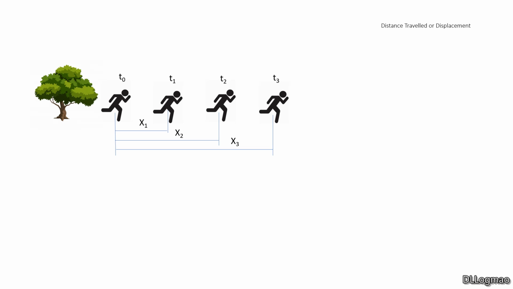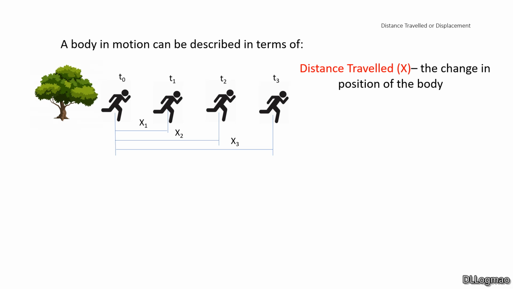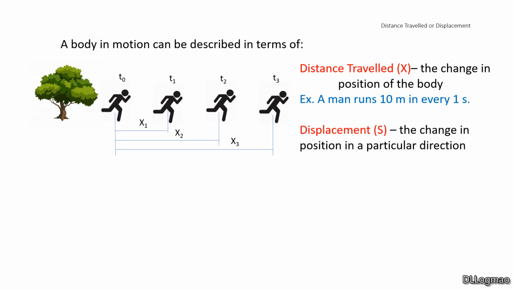A body in motion can be described in terms of distance traveled x, which is the change in the position of the body. For example, a man runs 10 meters in every 1 second. Or displacement s, which is the change in the position of a body in a particular direction. Example, a man runs 10 meters away from the tree in every 1 second.